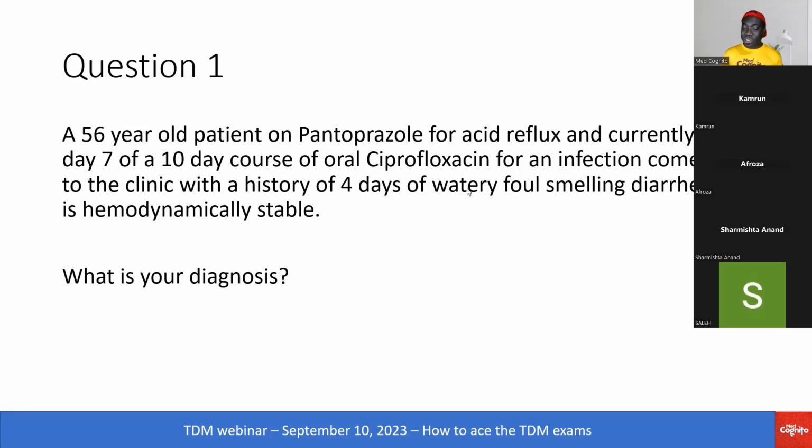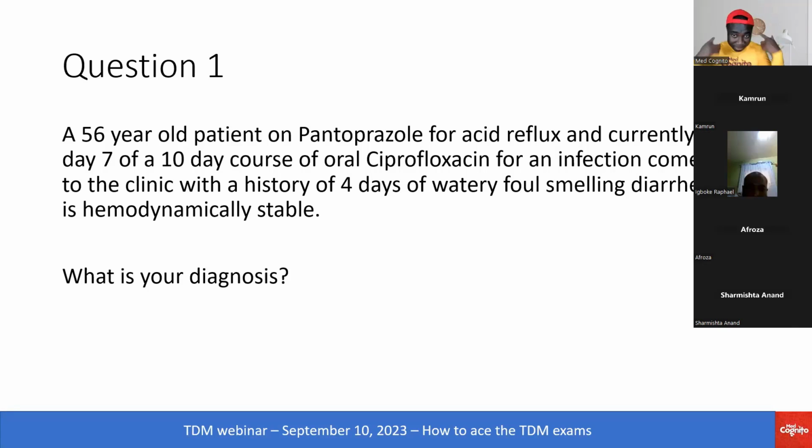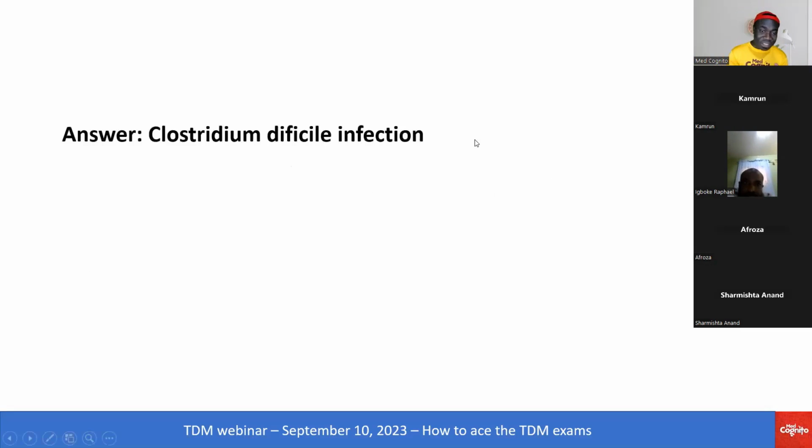So what is your diagnosis? Dr. Janice, since you read it, can you tell me what your answer is? Well, I think the person may have C. difficile or some sort of antibiotic-induced diarrhea. Why do you say that? What in the question points to C. difficile? Well, the patient has two risk factors for it. First of all, they're on an antibiotic. And secondly, pantoprazole can also be associated with increased risk of C. difficile infection. Doctors, are you seeing the way she's putting everything together? So the answer here is C. difficile.